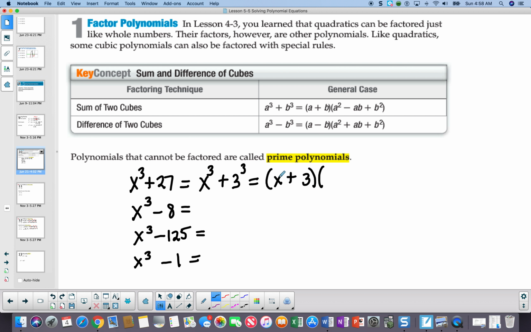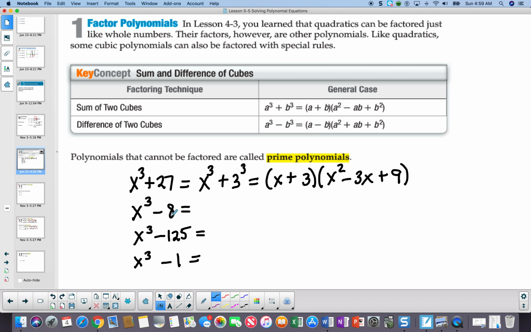Then it says to take the x and square it, minus, then take these two and multiply them, 3x, plus, and then take the 3 and square it. So that's going to be 9. This is the factored form. If I were to multiply it all out, I would end up getting this.